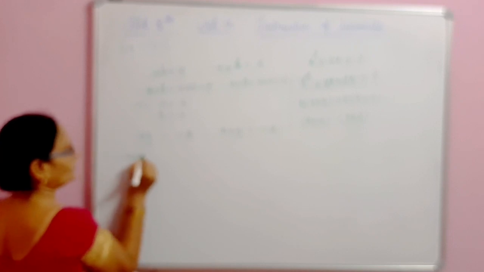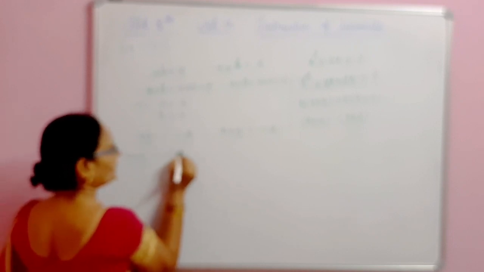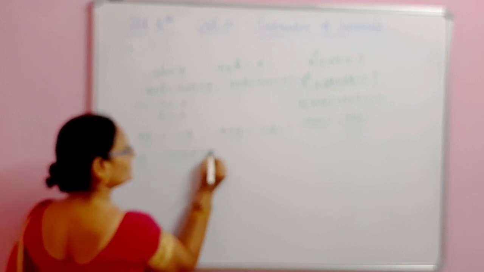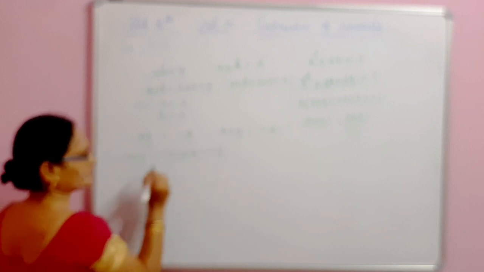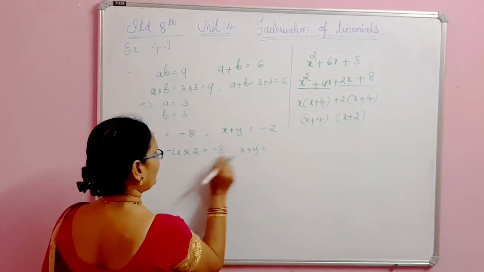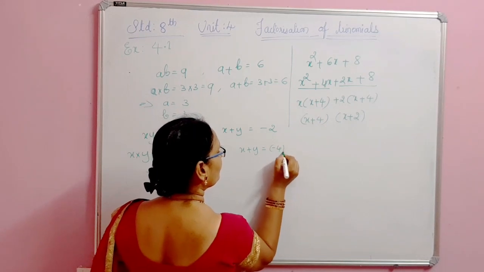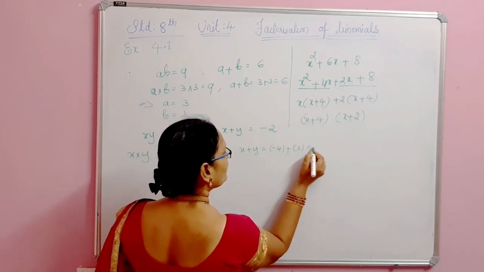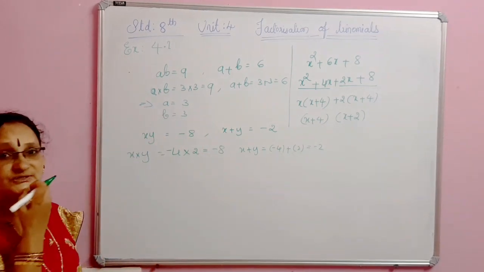See here, x into y, what we will take? x into y is equal to minus 4 into 2 is equal to minus 8. This is correct. In the same way, x plus y is equal to, in place of x what we have to write? Minus 4 plus 2 is equal to minus 2. Like this we have to assume.